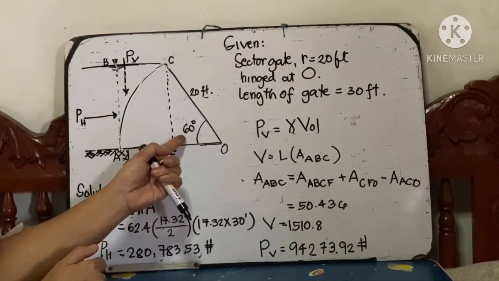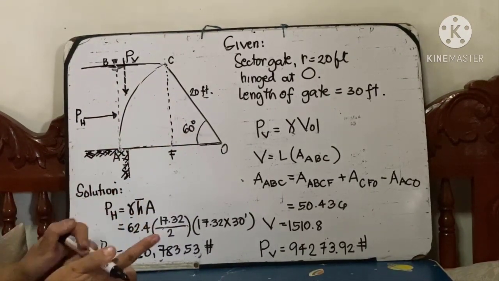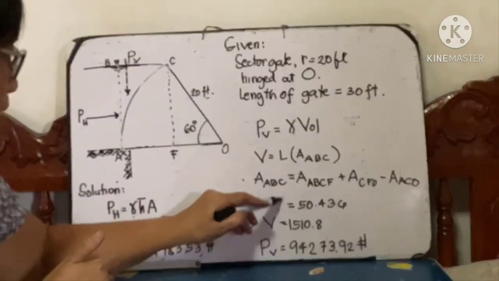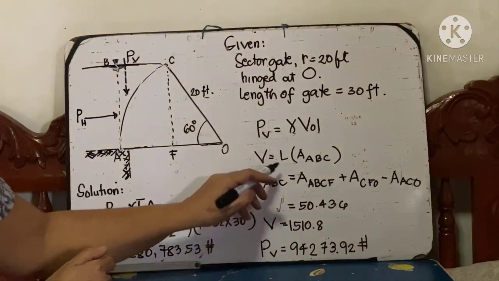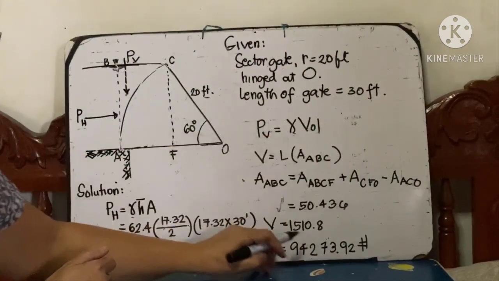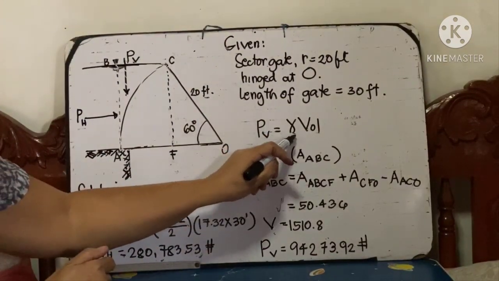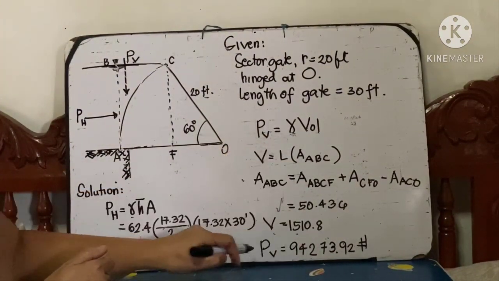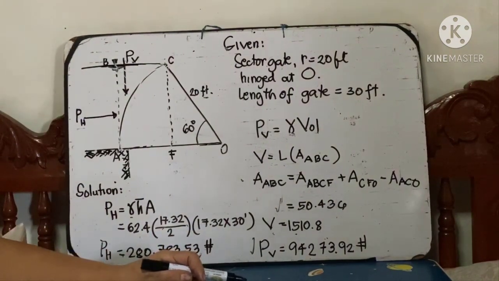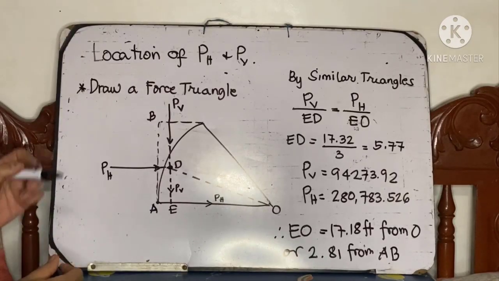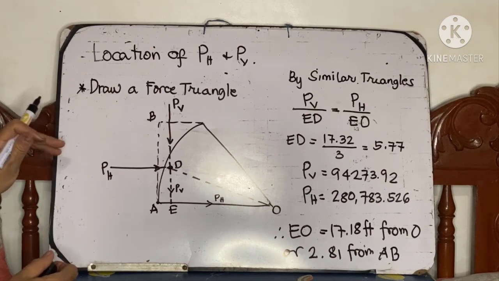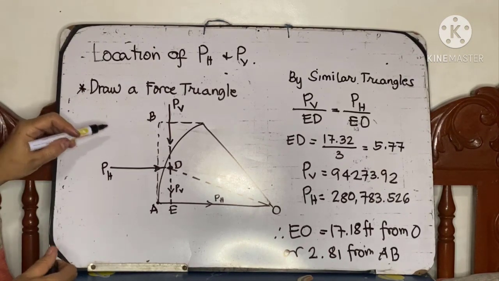Kasi 60, 1/6 ito ng 360. So, yun. Ito yung makukuha natin. Multiply this by the length of the gate, which is 30 feet. Ayun. So, substitute lang: 62.4 times this volume, that's PV. So, continuing the solution, saan ngayon ang location ng dalawang forces na kinuha natin?